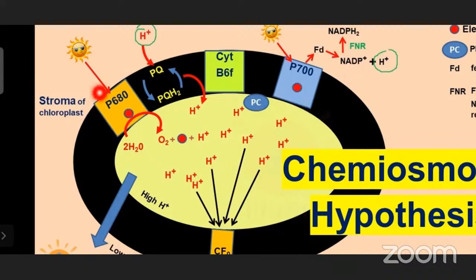But what about the loss of electron by P680? This P680 has given its electron. It wants its electron back. So what does it do? It will break the water molecule. That is the photolysis of water.